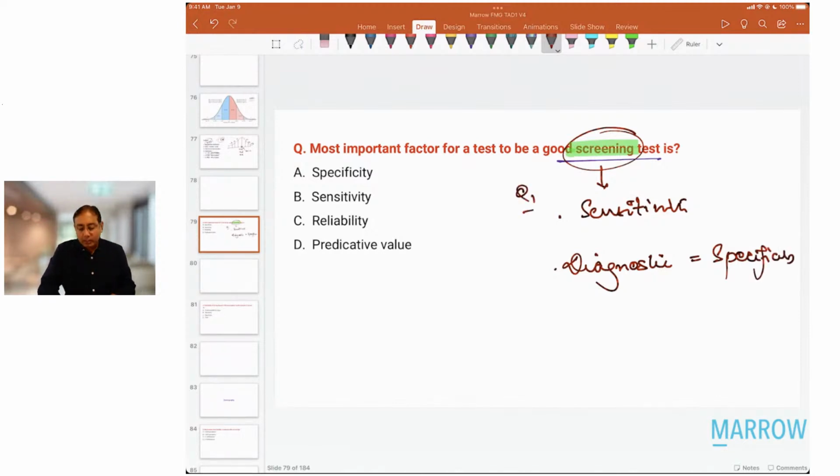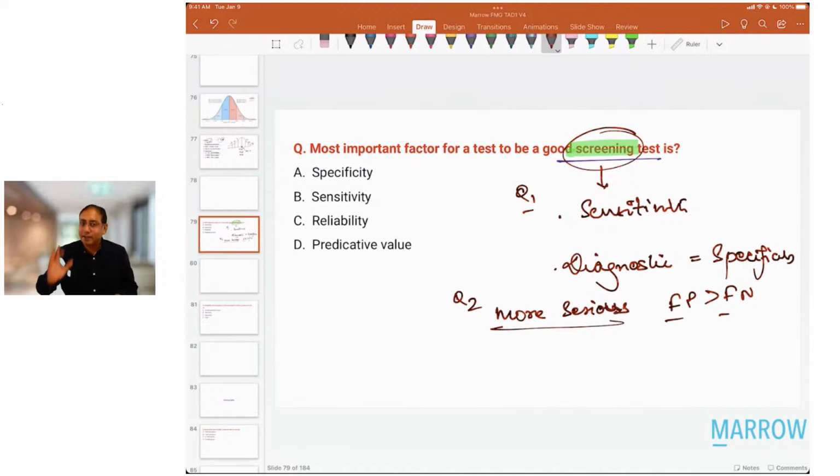Very simple. Question number 2: what is a more serious error? Which is the more serious error? Is it a false positive error or a false negative error? I think you all remember, it is a false positive error which is more serious than a false negative error.